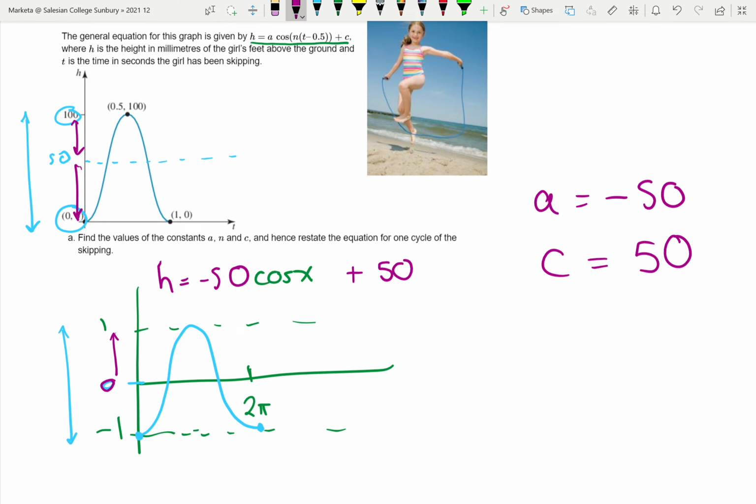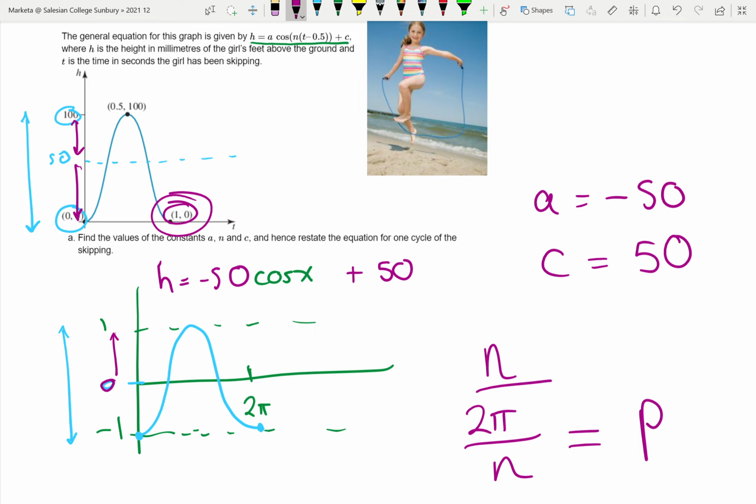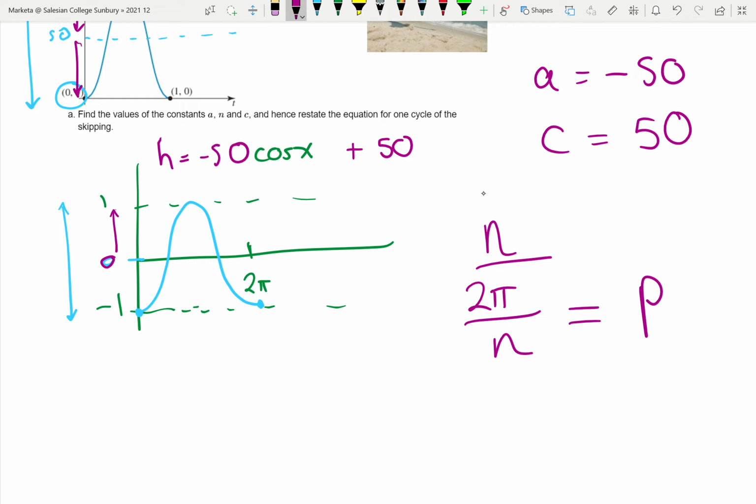And now we have to find the value of n. And n is related to the period. 2 pi divided by n is going to give you this value here. So for one cycle, the period is 2 pi divided by n. We can see that the period is 1. So it takes 1 second for the girl to do one cycle of the skipping there. So we can say 2 pi over n equals 1, and that means n equals 2 pi.